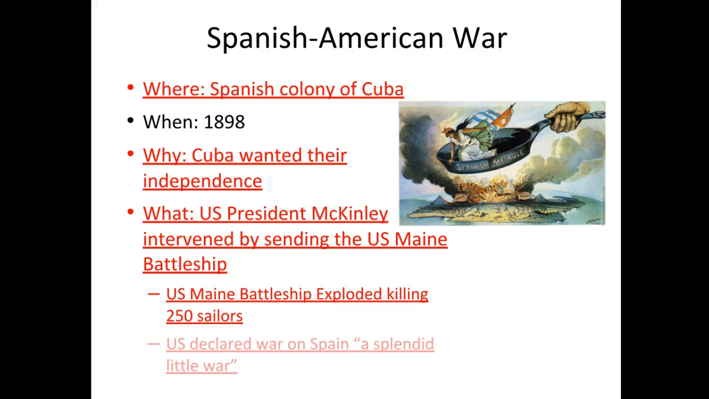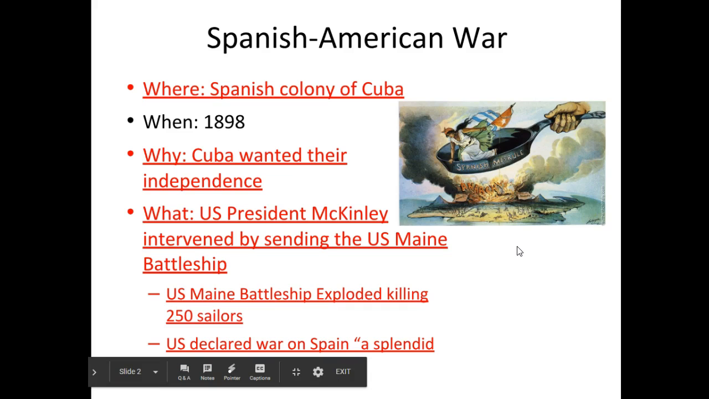But this explosion essentially led to the U.S. declaring war on Spain, and it was known as a splendid little war. Cuba did eventually get their independence. As you know, it's no longer controlled by Spain.